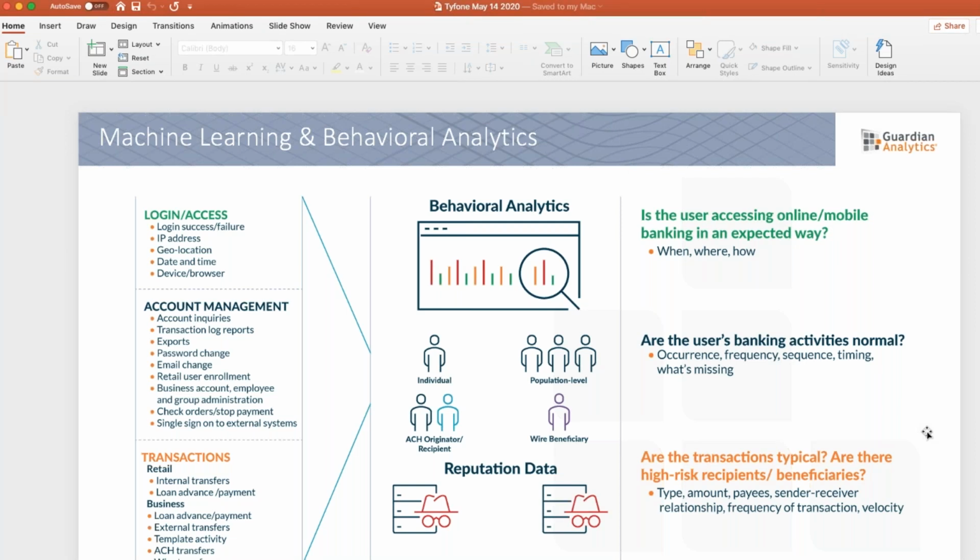And then based on their banking activity, we provide that alert to the financial institution by saying, we think this banking activity is higher risk because X, Y, Z, and providing that reason for the fraud analyst to make an informed decision.